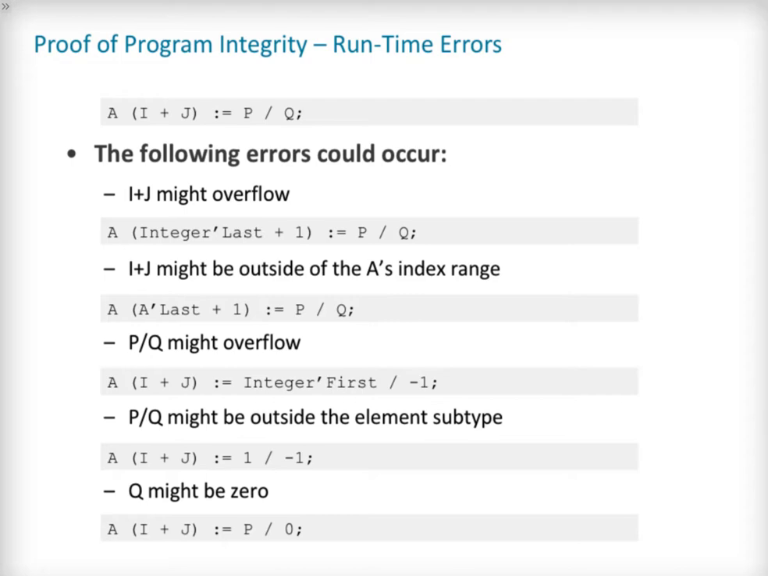First, the computation of I plus j may overflow, for example if I is integer'last and j is positive. Then, its result may not be in the range of the array A. On the other side of the assignment, the division may also overflow, but only in the very special case where P is integer'first and Q is -1, because of the asymmetric range of signed integer types. As the array contains natural numbers, it is also an error to store a negative value in it. And finally, the division is not allowed if Q is the value 0.